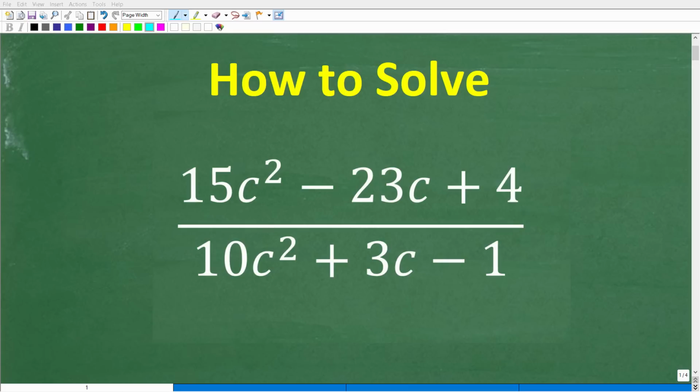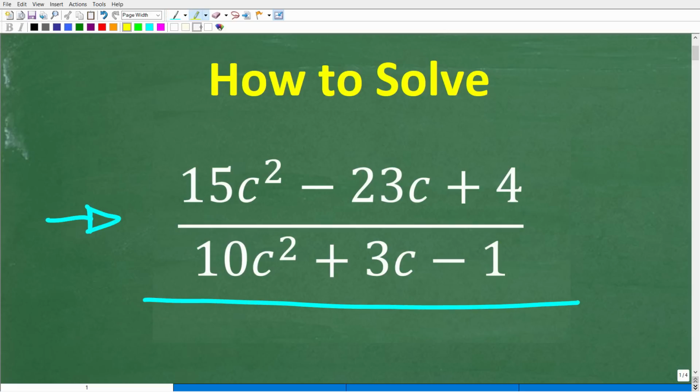All right, so if you want to be successful in algebra, well, then you must be able to do a problem like this. Okay, so what's going on here? Well, we have a rational expression, which is effectively a fraction where the numerator and denominator are polynomials. And what we're trying to do here is simplify this rational expression.